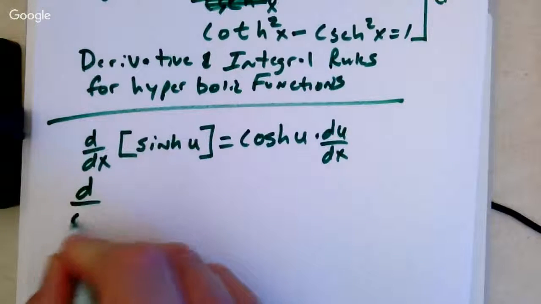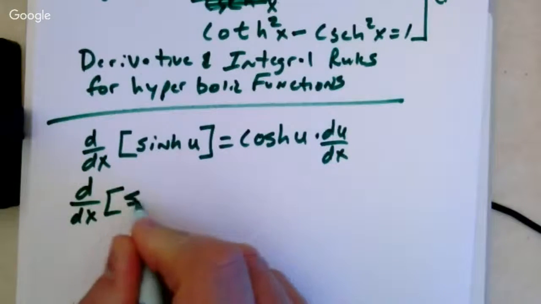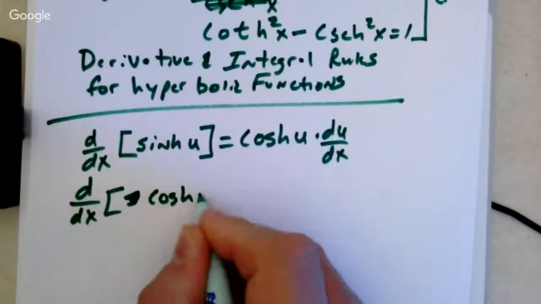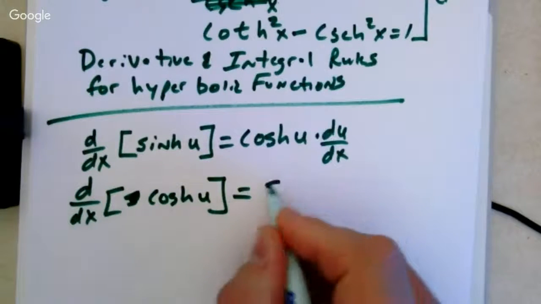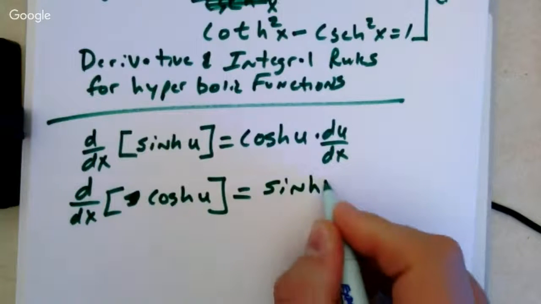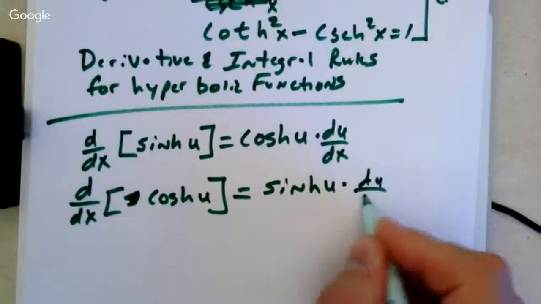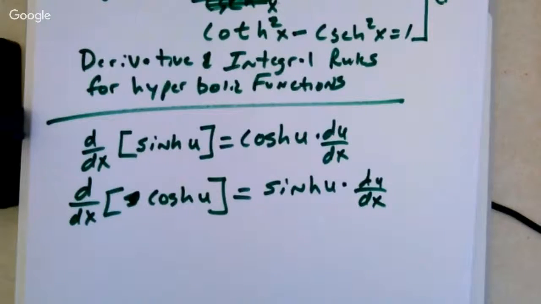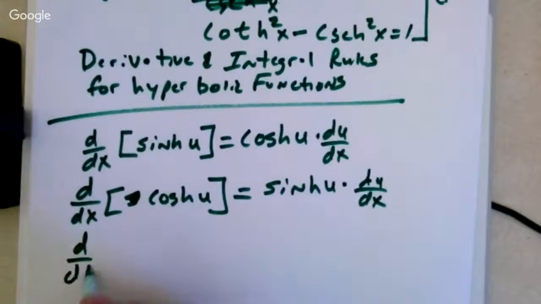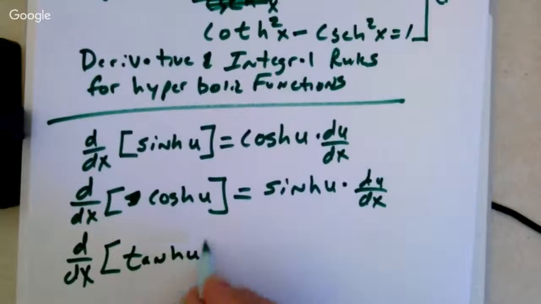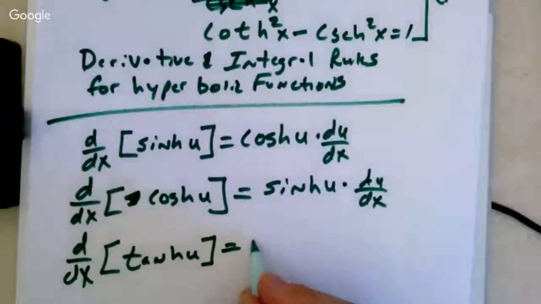Now, here's where we get a little bit different. The derivative of regular cosine is negative sine, but it's just positive for hyperbolics. The derivative of tan normally is what? Secant squared. Good news. What's the derivative of tan hyperbolic? Secant hyperbolic squared.